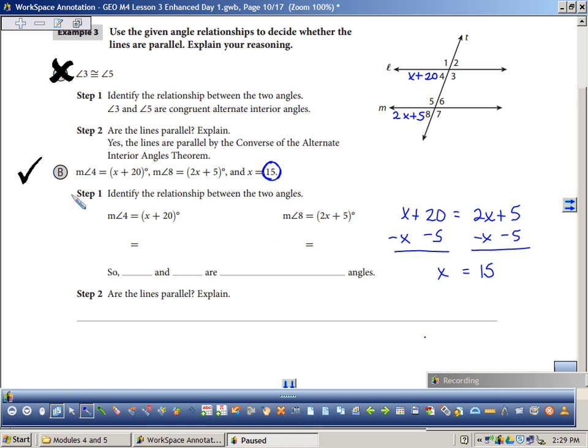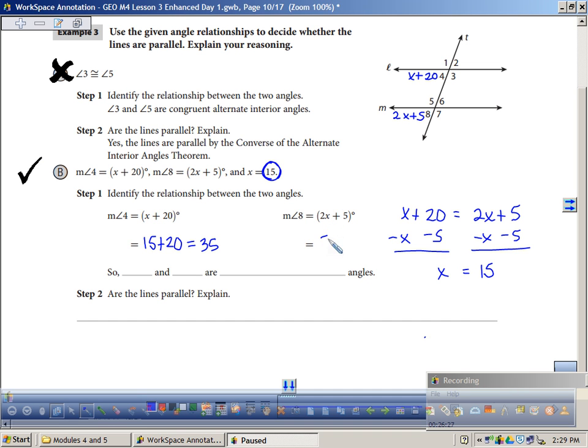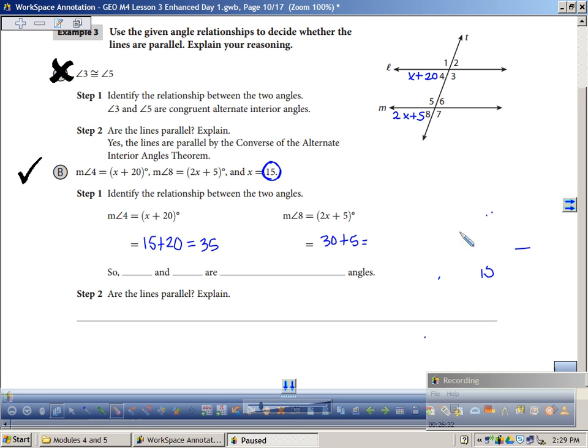Let's see what happens when we do that. When I put 15 in for x, I get 15 plus 20 equals 35. And when I put 15 in for x here, I get 30 plus 5 equals 35. Therefore, the angles are congruent, and because they're congruent, we can say the lines are parallel. I don't know why I just did that right now. Got ahead of myself.